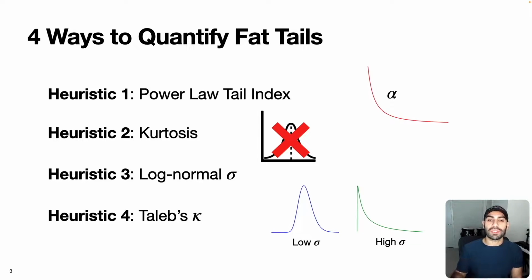And so here I'm going to talk about 4 heuristics, the first being the power law tail index, next being kurtosis, third heuristic is the log normal distribution's sigma value, and the final heuristic uses a metric called kappa, defined by Taleb, whose ideas we talked about in the first video of this series.